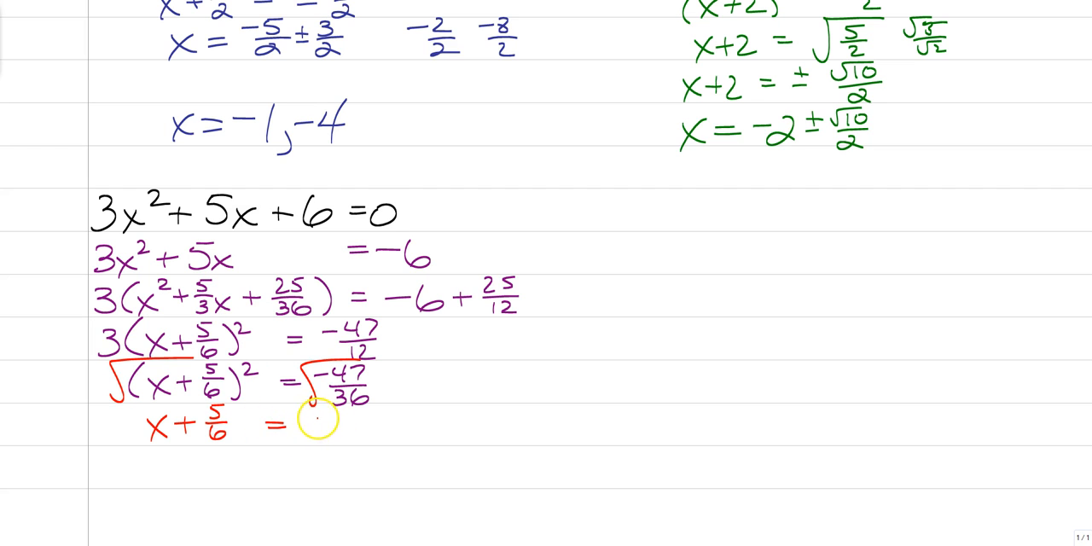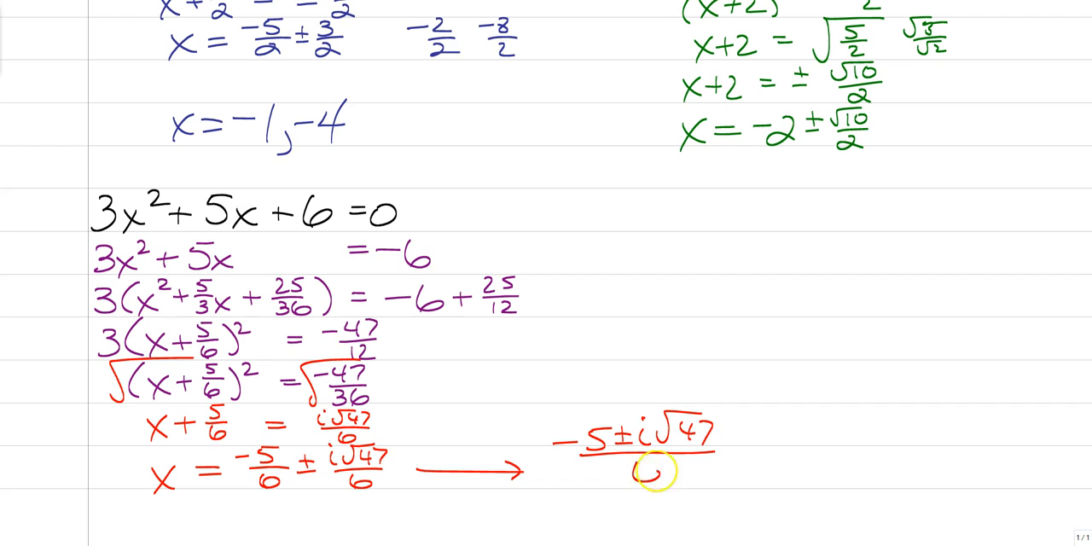Square root both sides, and you get x plus 5/6 is equal to i root 47 over 6, because we cannot simplify the square root of 47. The square root of a negative number is i, but the square root of 36 is 6, so we didn't have to do anything fancy with that one. We were easily able to take the square root of that. Finally, subtract 5/6 from both sides, and you're at x is equal to negative 5/6 plus or minus i root 47 all over 6. You can also write it as negative 5 plus or minus i root 47 all over 6, because they have the same denominator.